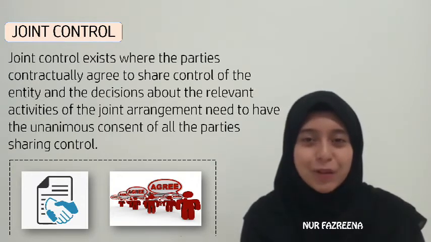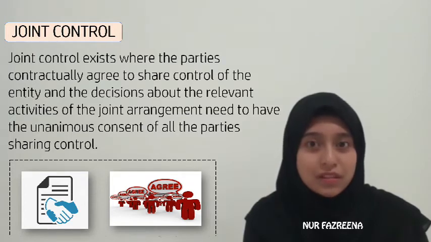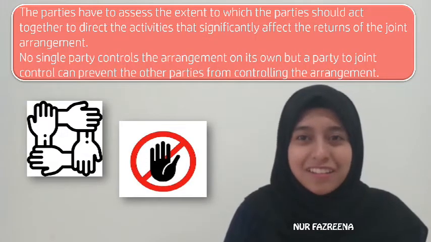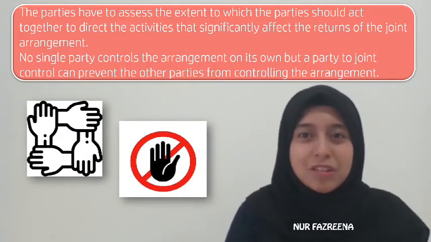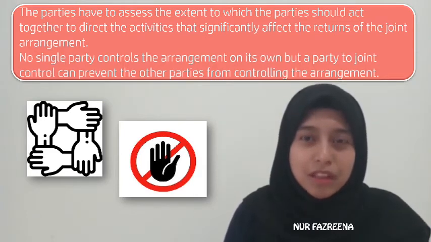Moving on to joint control. Joint control exists where the parties contractually agree to share control of the entity, and the decisions about the relevant activities of the joint arrangement need to have the unanimous consent of all the parties sharing control. The parties have to assess the extent to which the parties should act together to direct the activities that significantly affect the returns of the joint arrangement. No single party controls the arrangement on its own, but a party to joint control can prevent the other parties from controlling the arrangement.